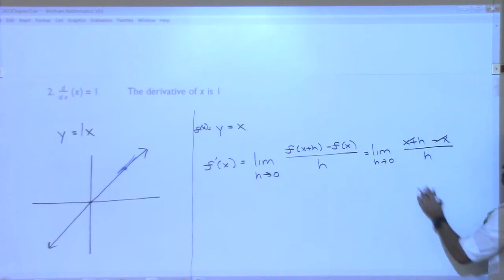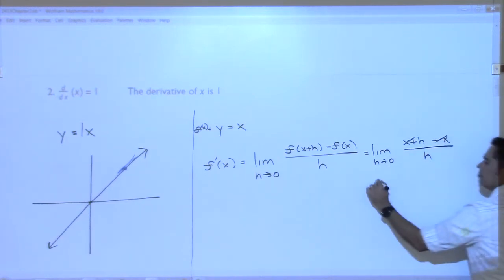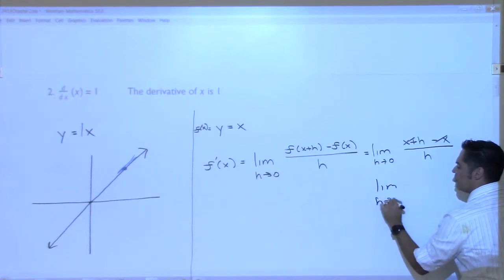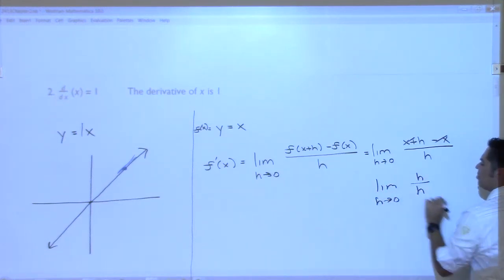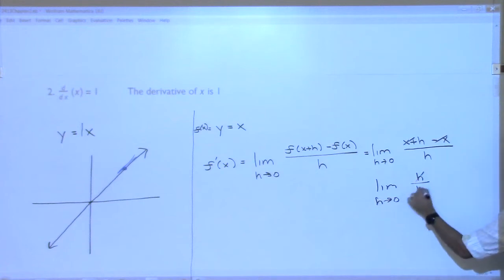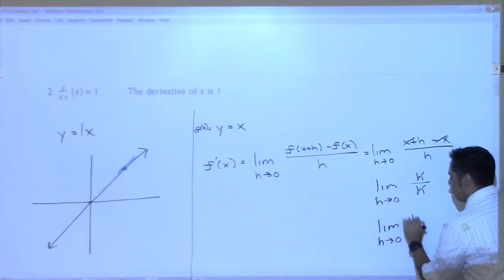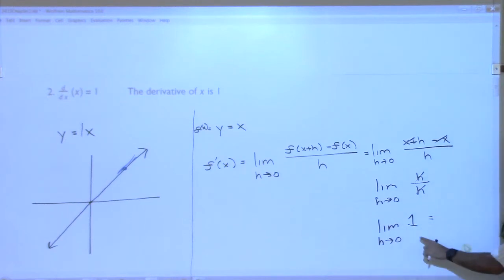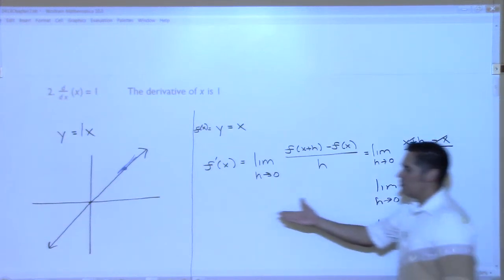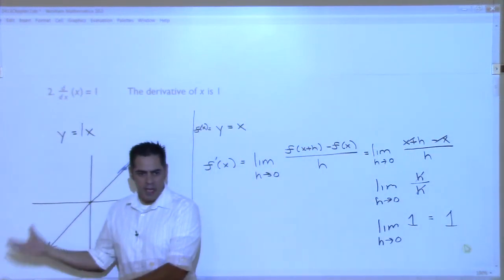And what happens here? The x's cancel, and then the h's cancel. And when you do the h's canceling, you get 1, don't you? So you have h over h after the x's are gone. These cancel. This means limit as h goes to 0, but now that's a 1. And we have already seen that the limit of a constant is just the constant. So this is 1.